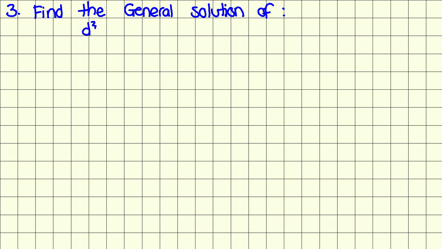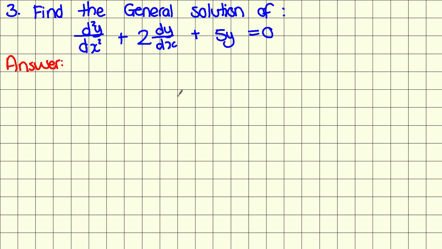Okay, so number 3, find the general solution of, okay, so your second derivative. So d squared y by dx squared plus 2 dy by dx plus 5y equals 0. Okay, so this looks the exact same as questions 1 and question 2.